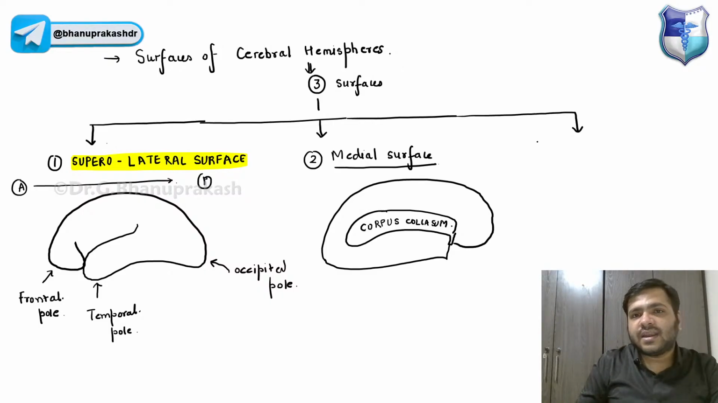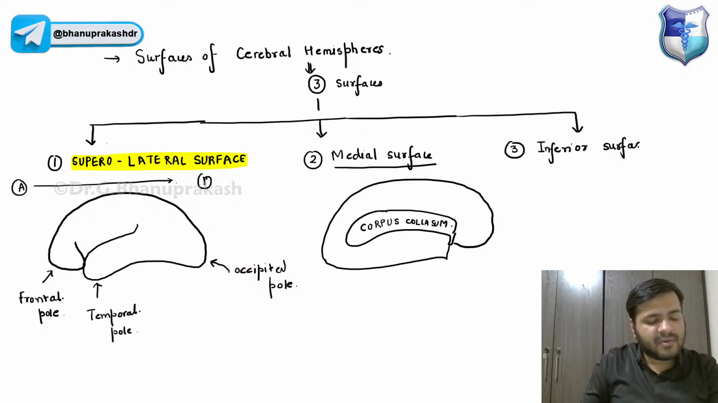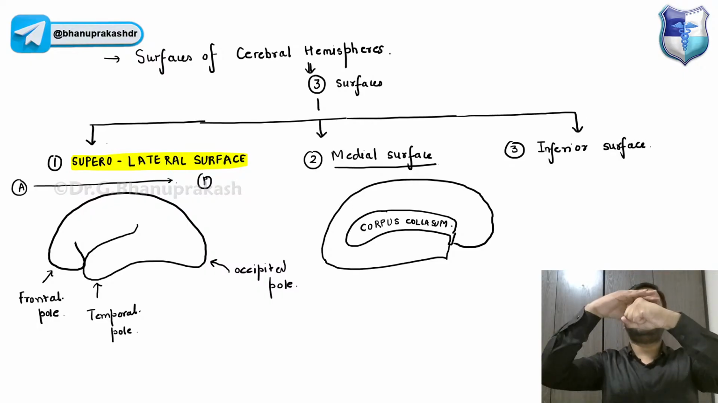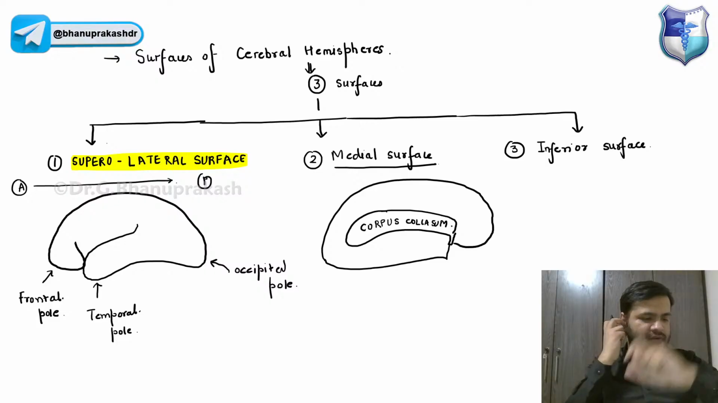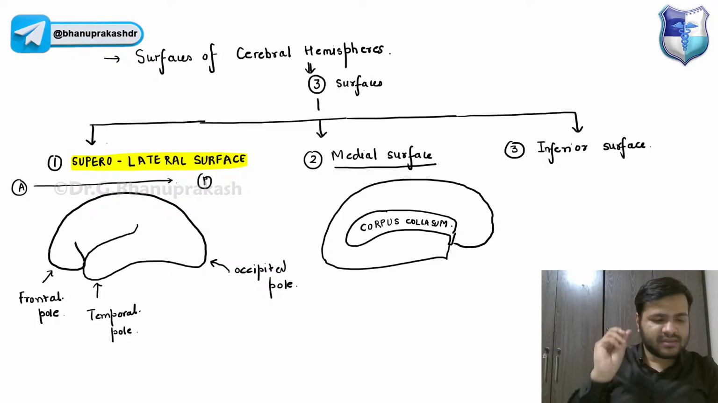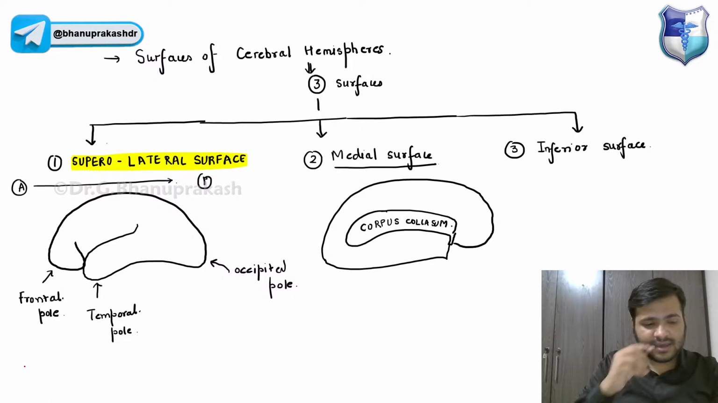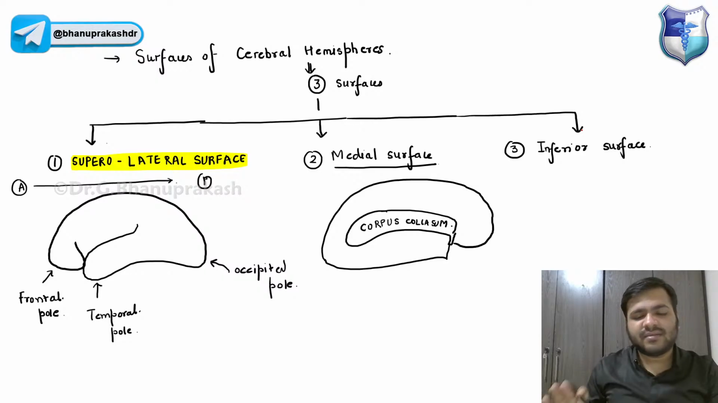And guys, the third one, that is the important one that you should remember, it is the inferior surface. Now, this is the cerebral hemisphere. We have discussed the superolateral surface and the medial surface. Now we are coming on to the inferior surface, right? In the inferior surface, what you will actually see, remember that it is basically an irregular surface, and it is divided by.